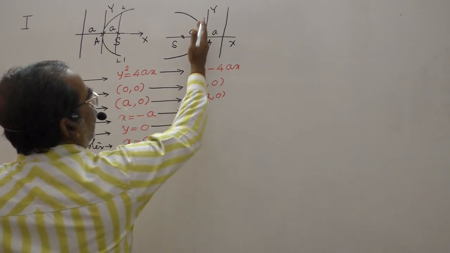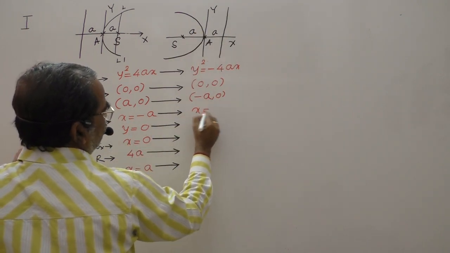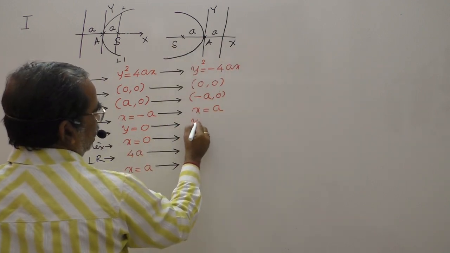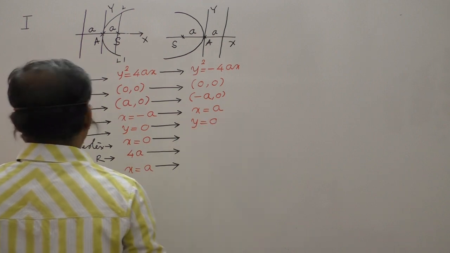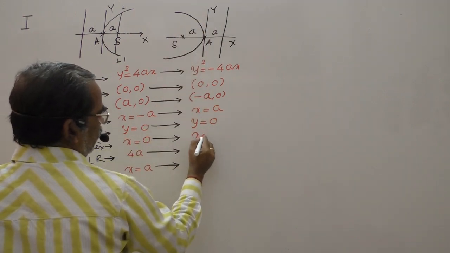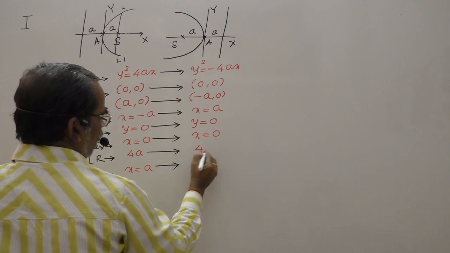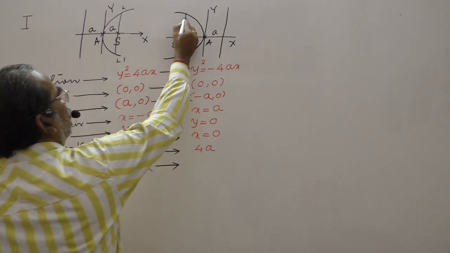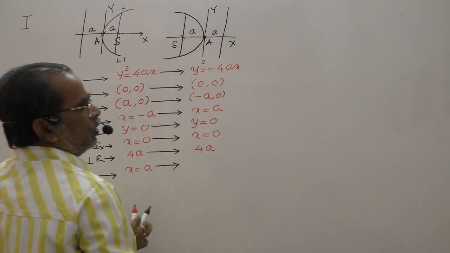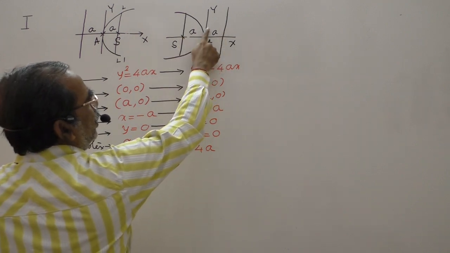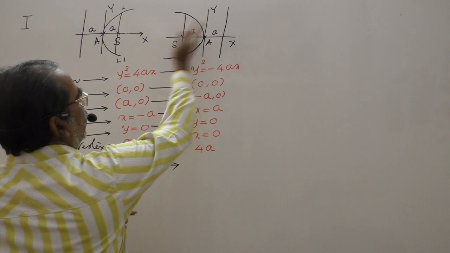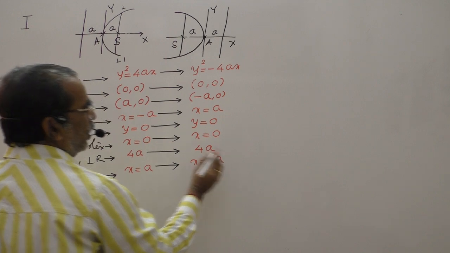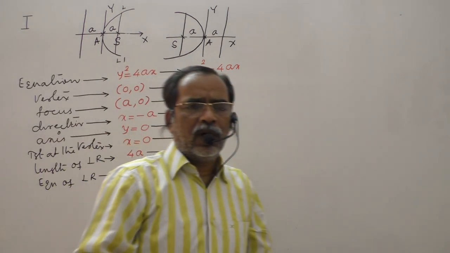And what is the next one? Directrix. It is parallel to the y-axis on the right side at a distance a. Axis, again the axis is the x-axis, y equal to 0. Tangent at the vertex is the y-axis, it is x equal to 0. Length of the latus rectum is 4a. What is the latus rectum now? The latus rectum is this line, which is always parallel to the directrix and the tangent at the vertex. So it is on the left side, no? Therefore, its equation is x equal to minus a.